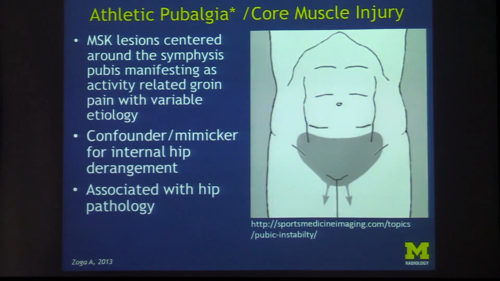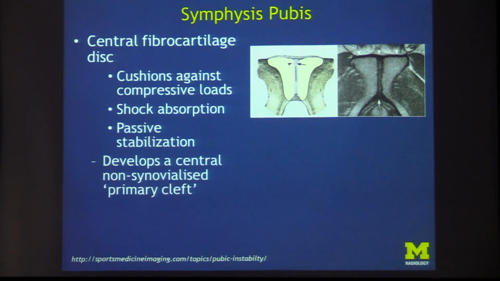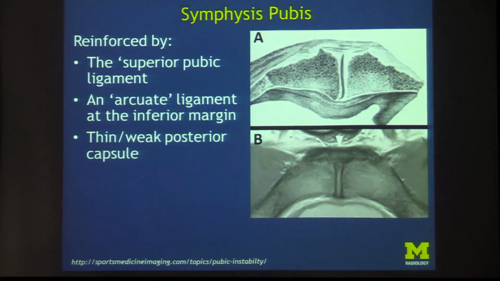Now, what is athletic pubalgia? It's a group of musculoskeletal lesions centered around that symphysis pubis, causing pain on activity and of variable etiology. And before we start talking about the pathology, a little bit about the anatomy. So the symphysis pubis has a central disc, and this forms a central primary cleft normally in the teens. And this joint is basically surrounded by reinforcing ligaments.